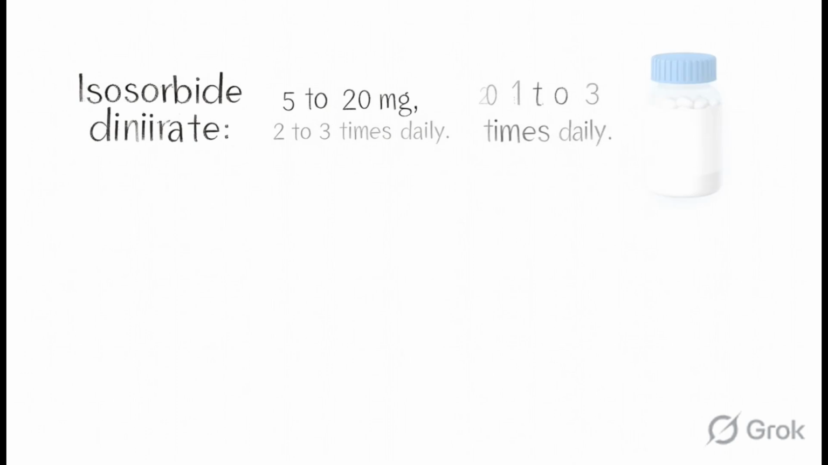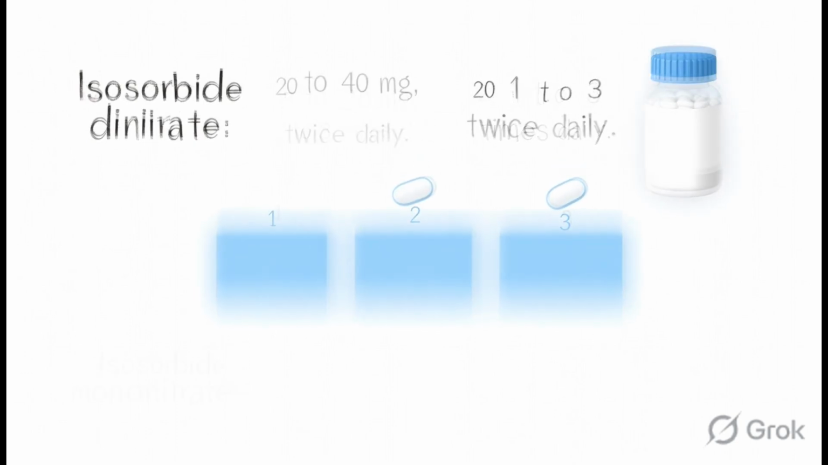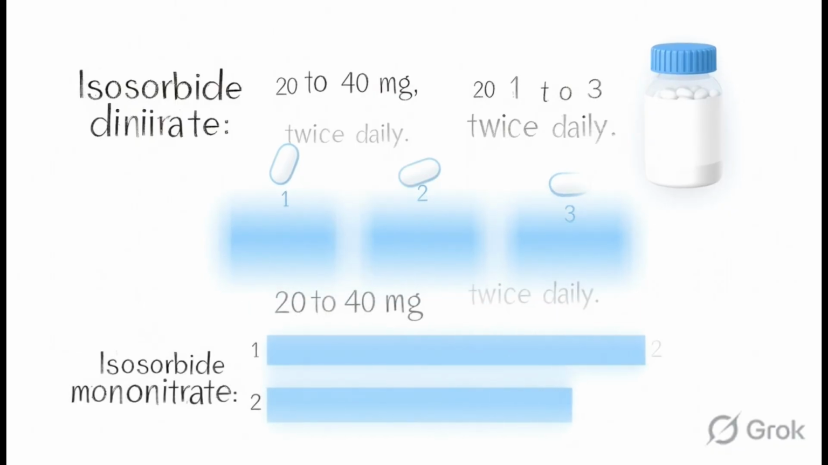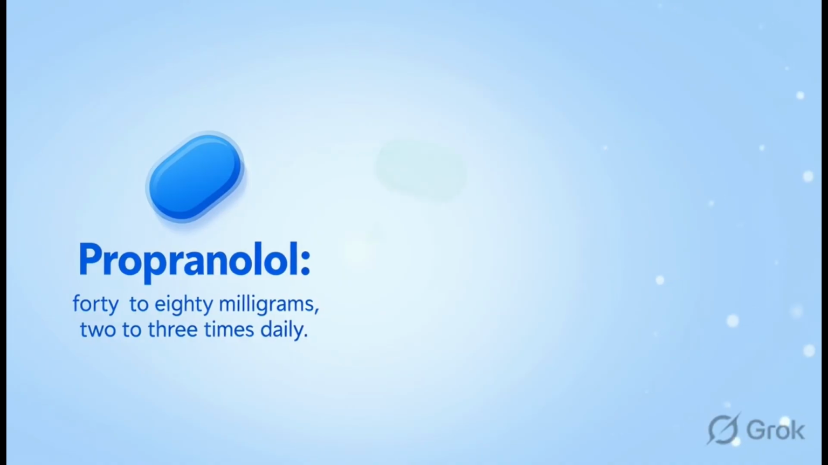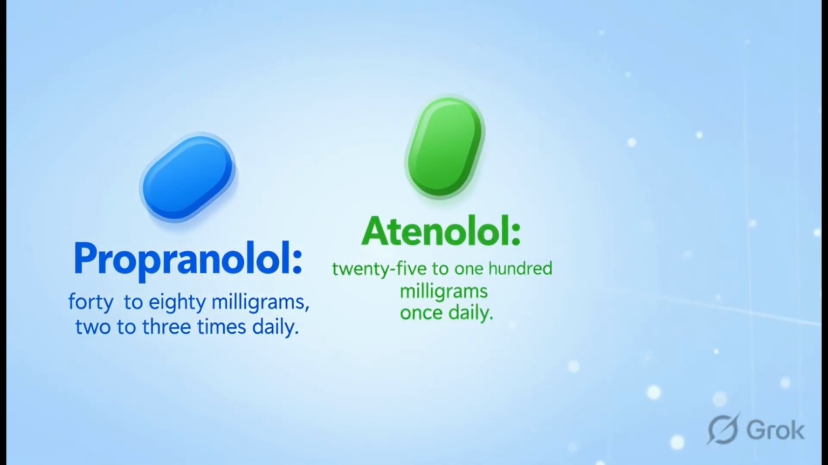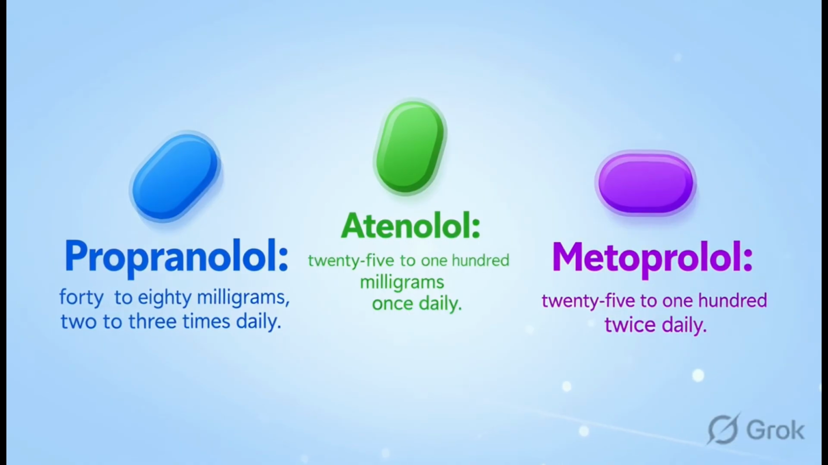Isosorbide dinitrate, 5 to 20 milligrams, 2 to 3 times daily. Isosorbide mononitrate, 20 to 40 milligrams twice daily. Propranolol, 40 to 80 milligrams, 2 to 3 times daily. Atenolol, 25 to 100 milligrams once daily. Metoprolol, 25 to 100 milligrams twice daily.